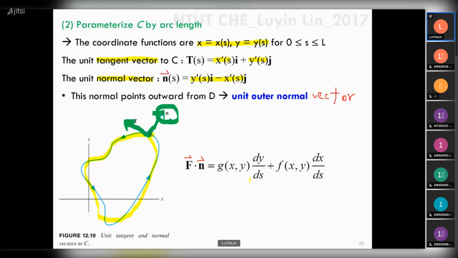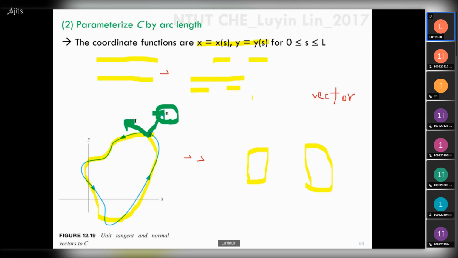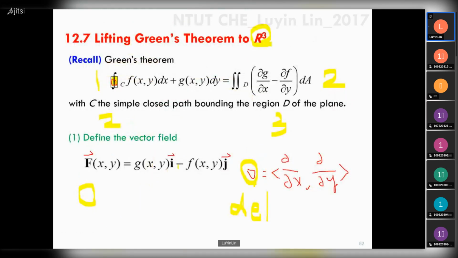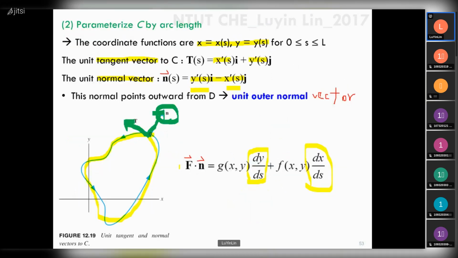So this one is this one, right? And this one is this one with a minus. So do you remember what F is? You remember, right? F is g minus f. Okay. So the dot product with n, you will get this. This is the second thing we want. Be careful of the unit outer normal vector. It should be unit. The length should be 1.